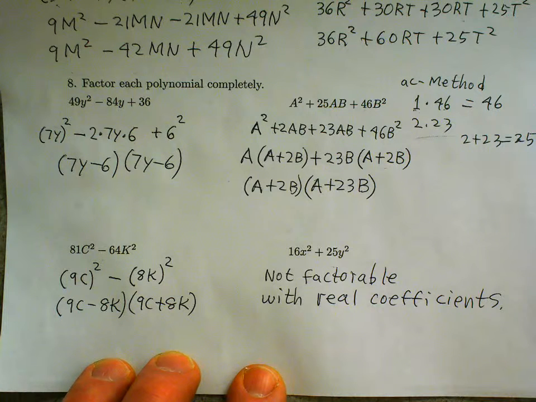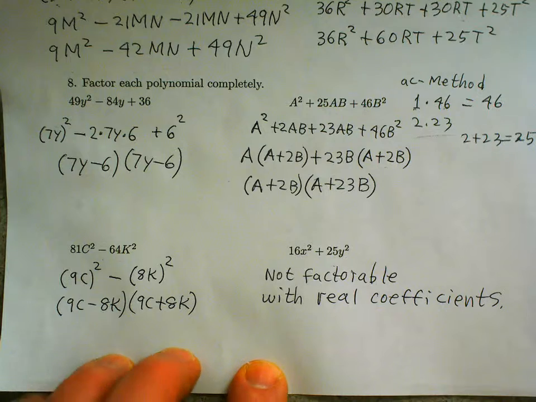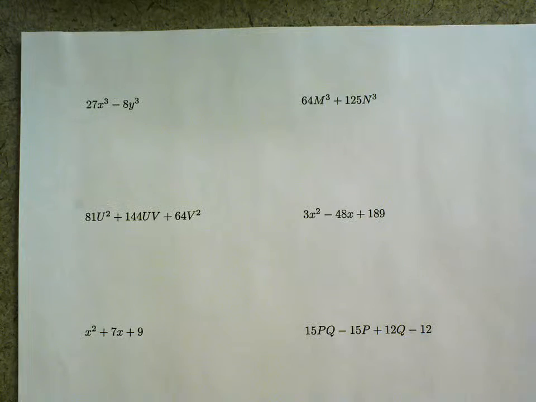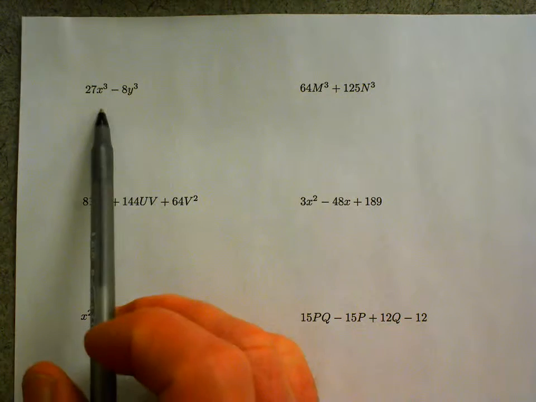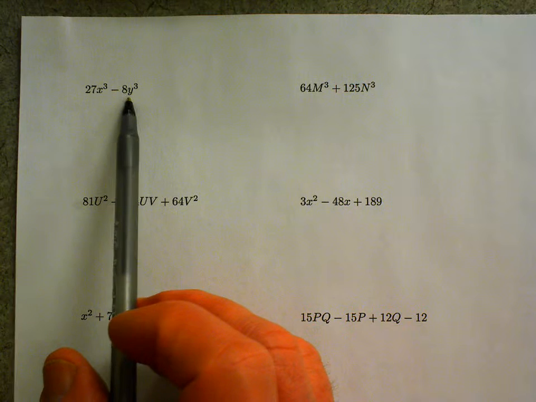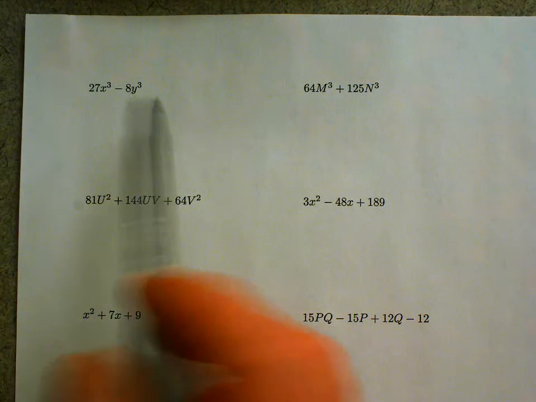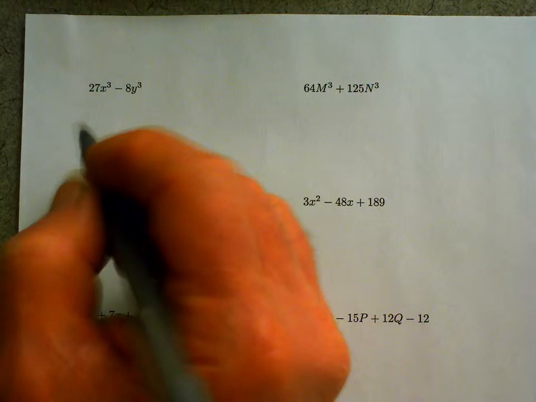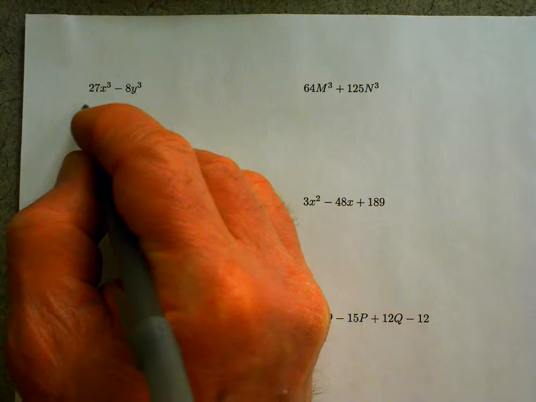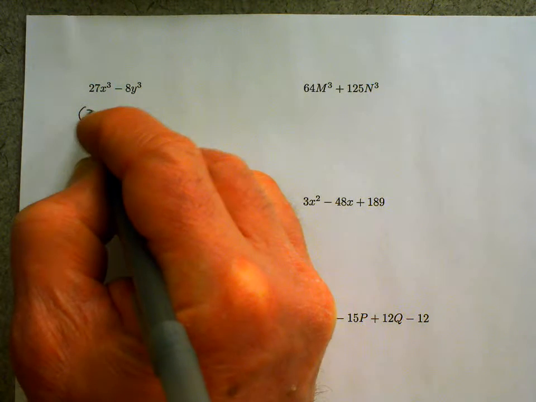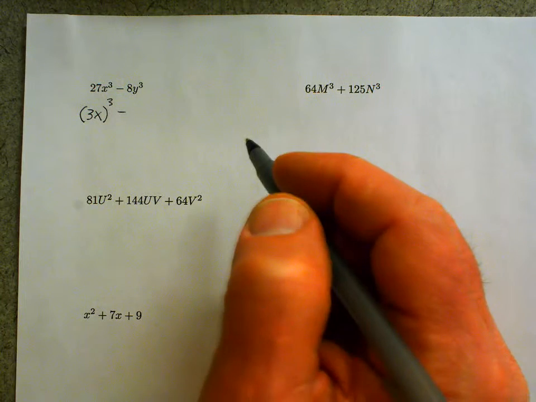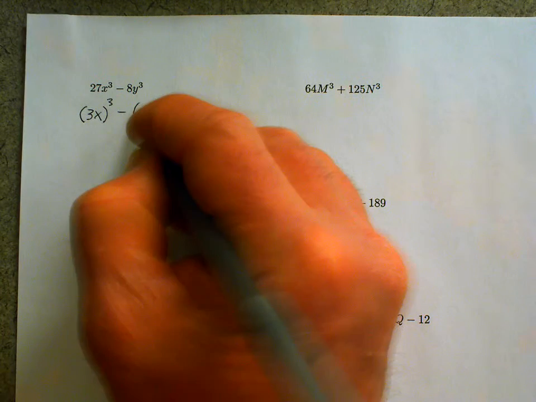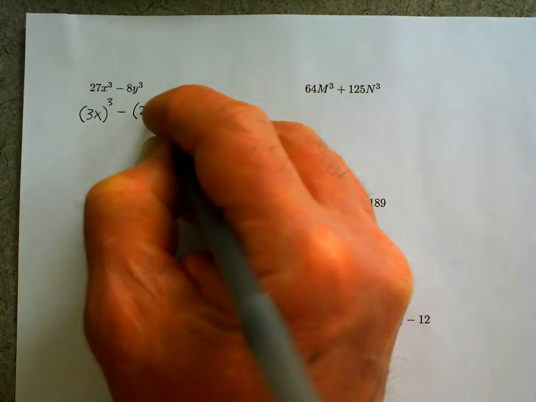Okay, on the next page, we continue the factoring. Okay, the one on the upper left, 27x to the third minus 8y to the third. This is a difference of cubes, 27x to the third. We can rewrite that as the term 3x to the third. And minus 8y to the third, we can write that as minus the term 2y to the third.